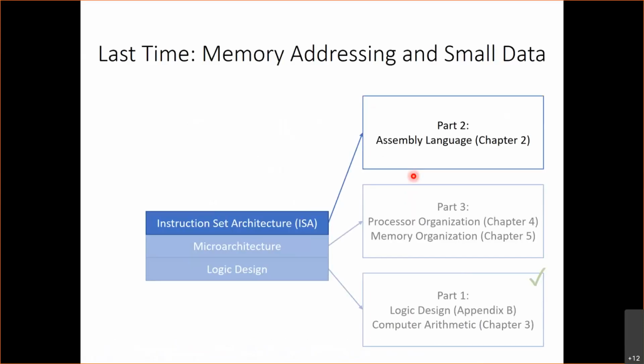Last time, we looked at memory addressing, specifically how to represent addresses in control flow instructions like branches and jumps. And we also looked at how to access small data from memory, like loading bytes and storing bytes.